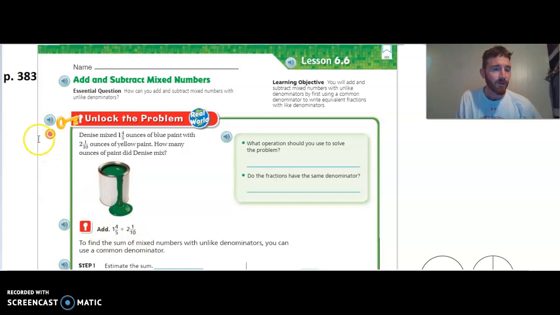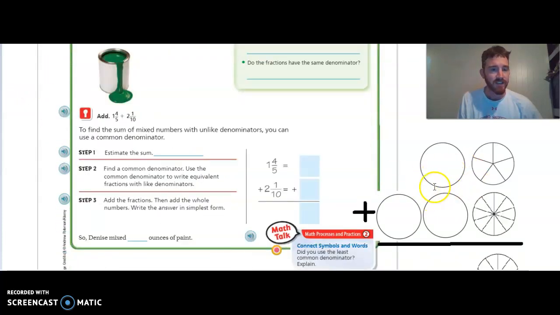Let's go ahead and start up here. We're on page 383, and we're just going to walk through a few of these examples. I'm going to do a little visual along with that as well down here to help us see what's going on with what it means to have 2 1/10 or 1 4/5.